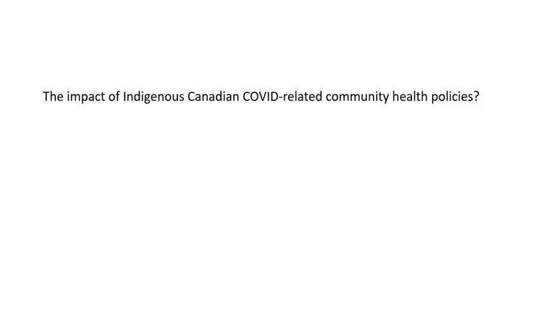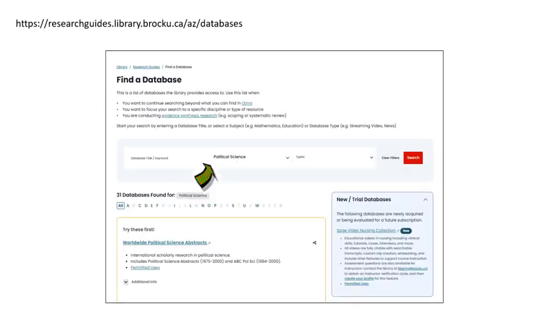Here's my research question, or my topic: the impact of Indigenous Canadian COVID-related community health policies. So I have to unpack that. I can throw that into one of my Undermind or Perplexity or Semantic Scholar databases, but when you search for scholarly research, which is ultimately what you need to do either as part of your program or afterwards when you're practicing as a health professional, how do you unpack this? Because you have to think like the database you're searching as well.